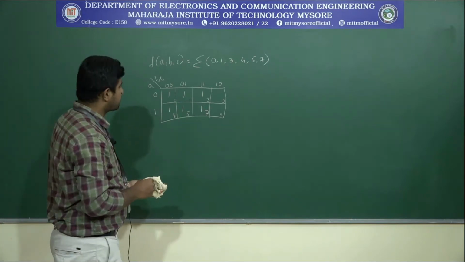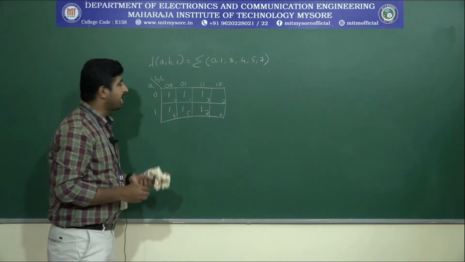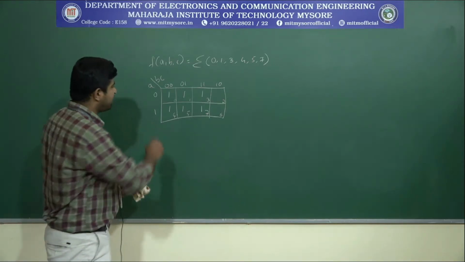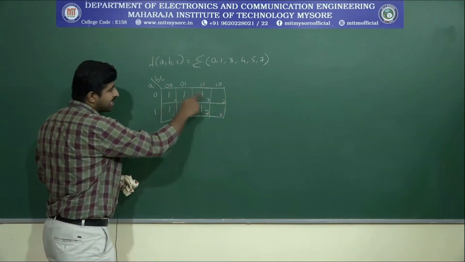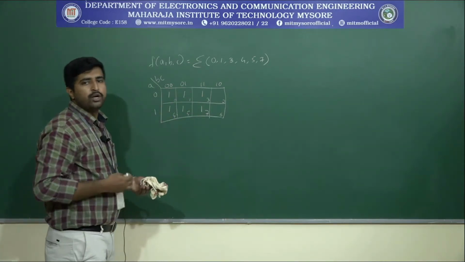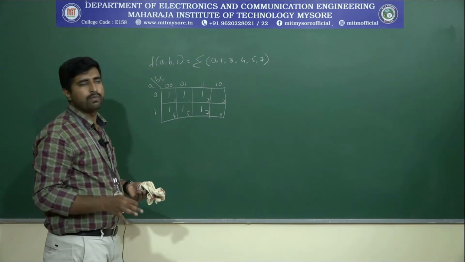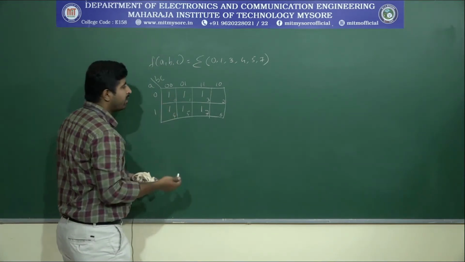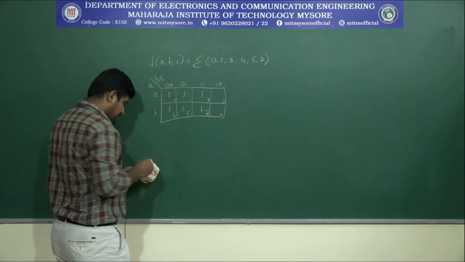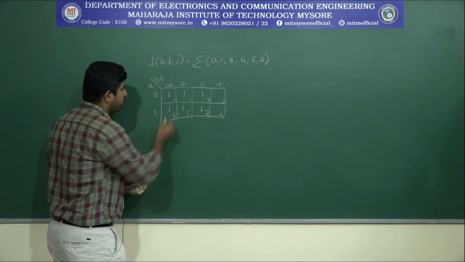Okay. Now let's come to the grouping part. As I already said, we always look for the higher order. So by seeing this, these 6 cells are adjacent, but we are not able to group all these 6 because only 2 to the power of n cells can be grouped. So the next higher order we can see is 4 cells, right? So let's make these 4 cells into one group.